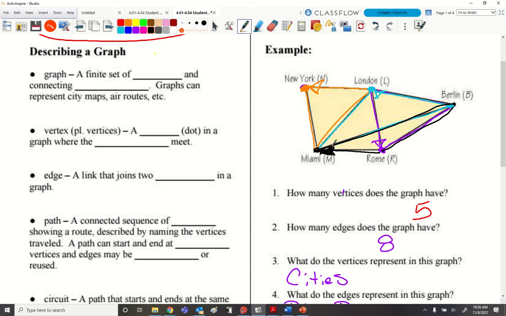Last one is going to be Berlin. Okay, Berlin to where? London, very good. To Rome, and then back to Berlin, right? There we go, good job. All right, that's all of them there.